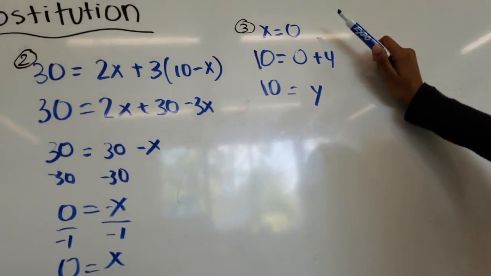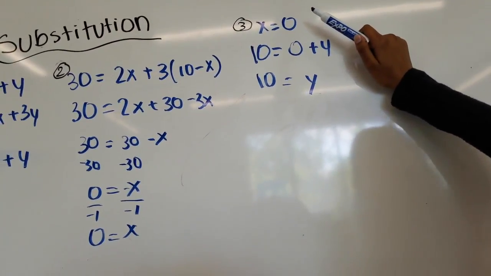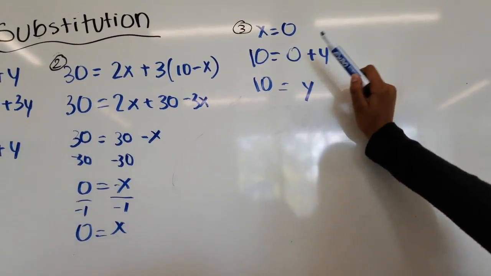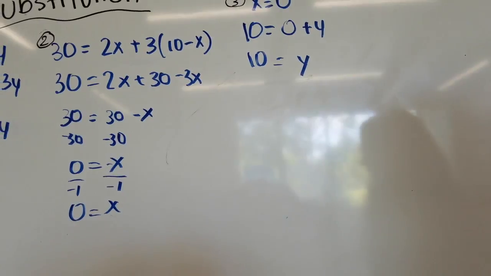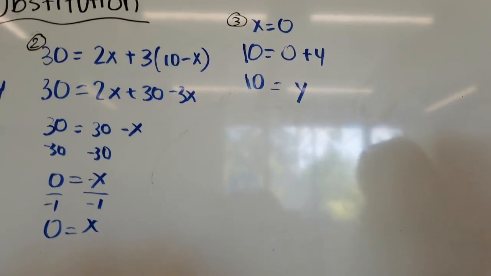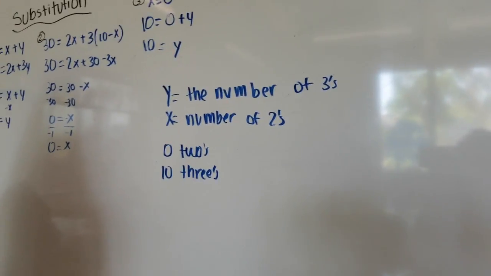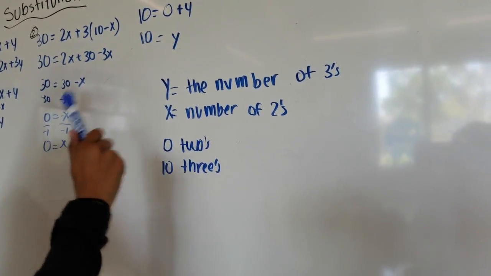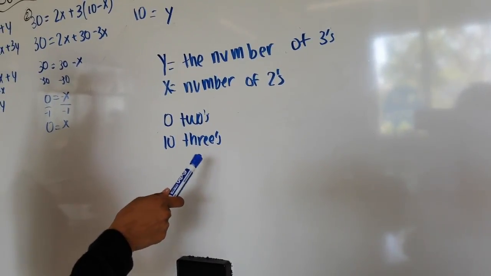Then we plugged x back into the equation. And we got 10 equals 0 plus y, and we got y equals 10, because you subtract 0 from both sides. So what this means is y is the number of 3s and x is the number of 2s. So we need 0 2s and 10 3s to tie the game.